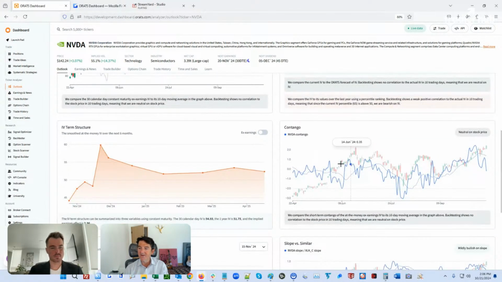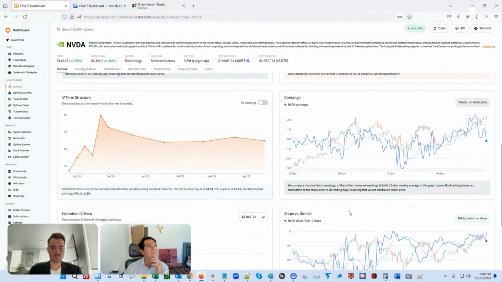Also, while we're at it, let's look at Contango. A stock is in Contango when the front months are lower than the back months. Now we have November pretty high there. So we also look at Contango on an overlay. And again, Nvidia is a little different than most.